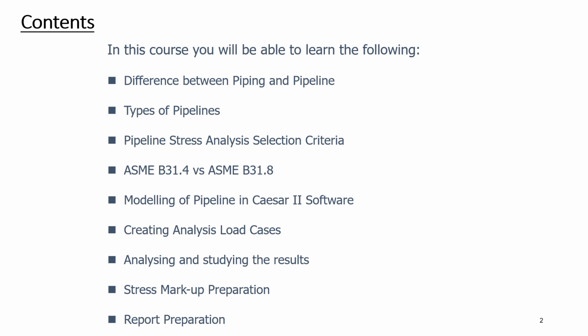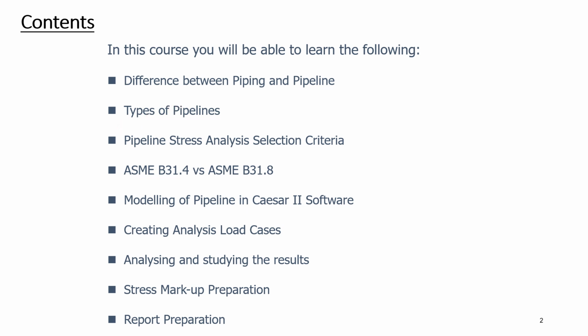Then in the next section we will be learning various types of pipelines. Means what are the different types of pipelines: liquid pipeline, gas pipeline, depending on material it may be carbon steel pipeline, plastic pipeline like GRP or FRP pipelines. So many kinds of pipeline, mainly all the kinds of pipelines we will see in this section.